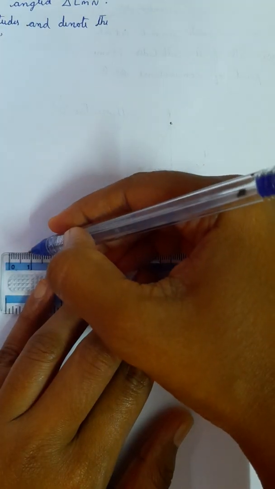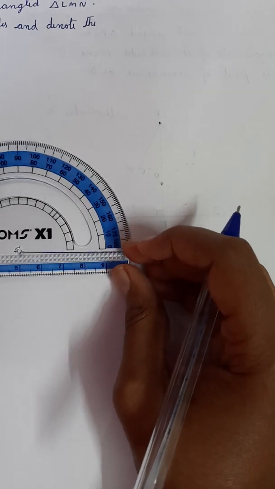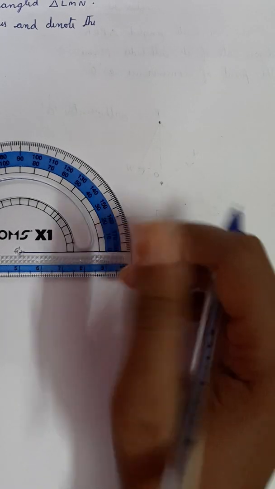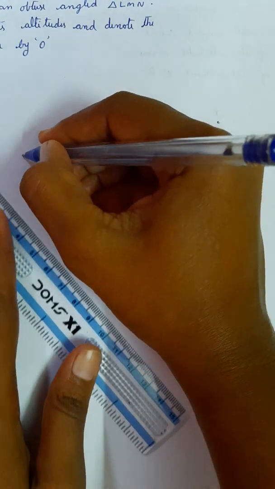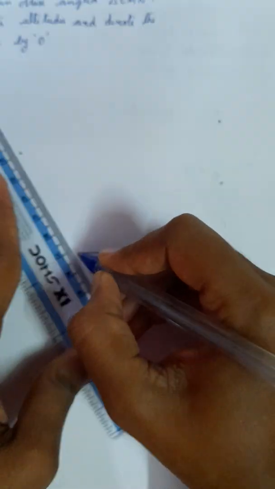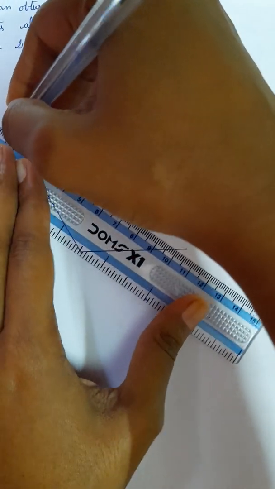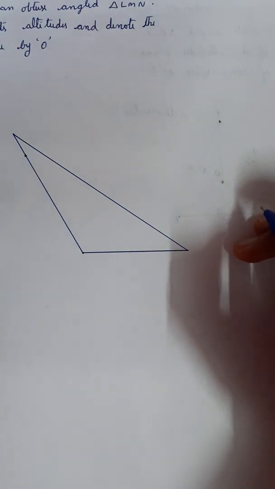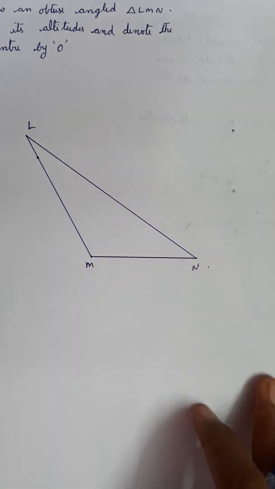So in the middle of the page, we draw one base and one angle should be more than 90 degrees. So I am taking here 120 degrees. Okay, so 120 degrees I am taking. And join. This is an obtuse angle triangle. Mark it as LMN. Any measure you can take.